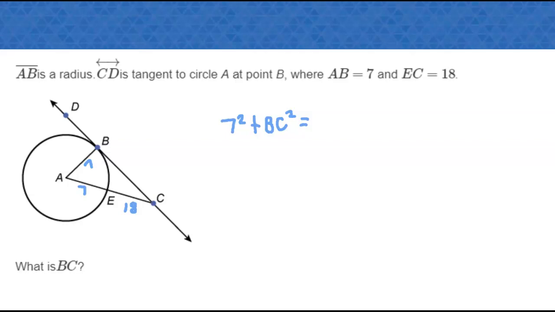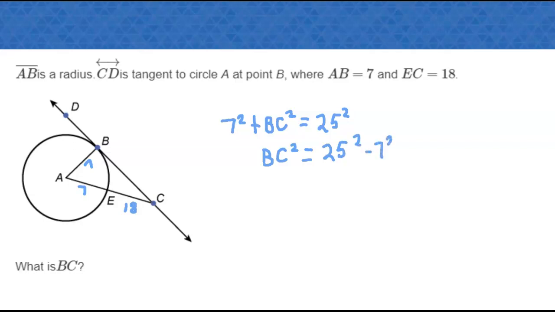So 7 plus 18 is 25. And in order to find this, we're going to go ahead and subtract 7 squared from both sides. So we would get BC squared is equal to 25 squared minus 7 squared.